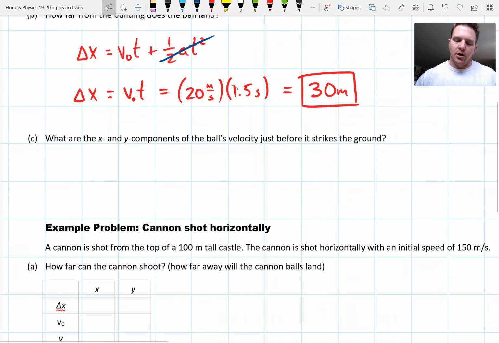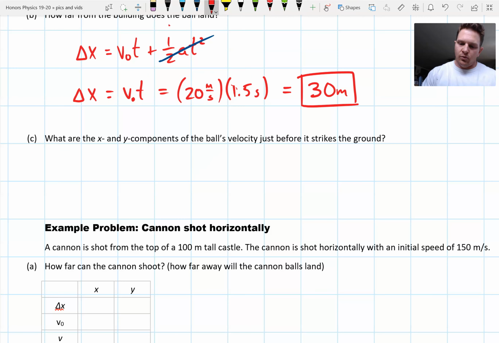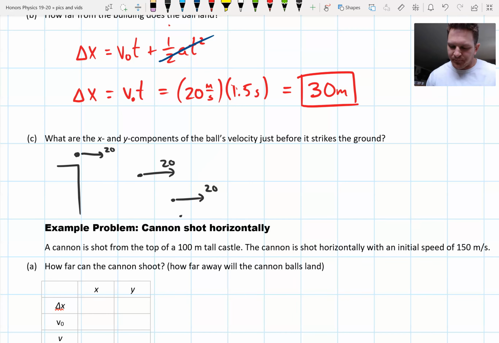Okay, and part C, what are the x and y components of the ball's velocity just before it strikes the ground? Well, when it flies through the air, remember it starts with 20 meters per second, and as it's fallen through the air, remember that 20 stays the same the whole time. There's no acceleration. What happens is it's going to start falling a little bit faster and a little bit faster, right? So what it's asking for is, we know the x component.